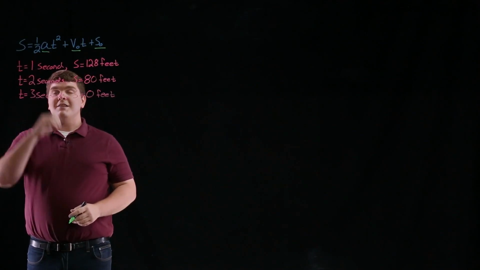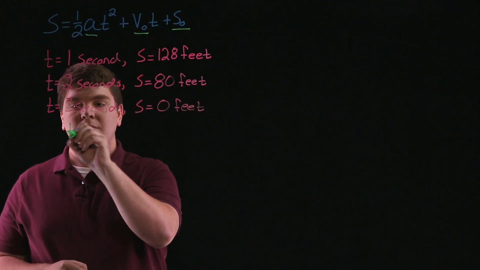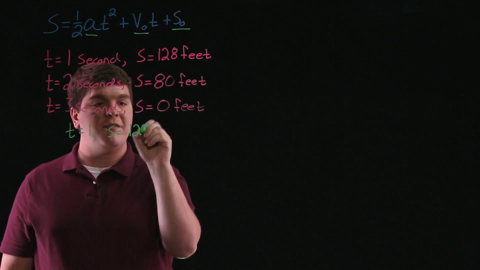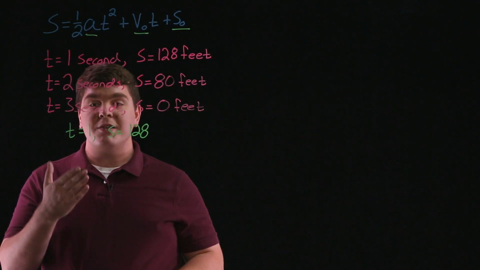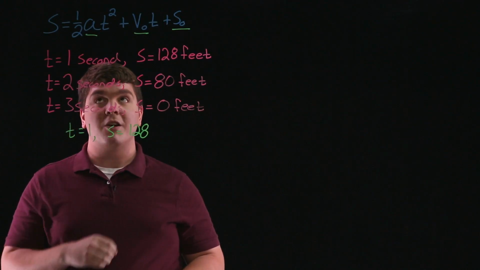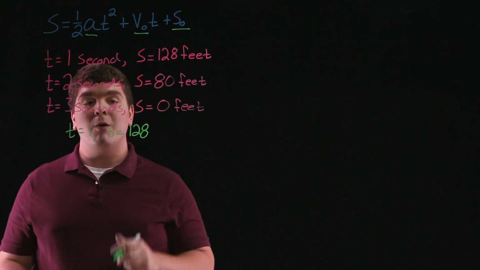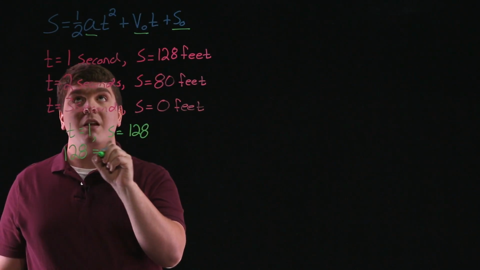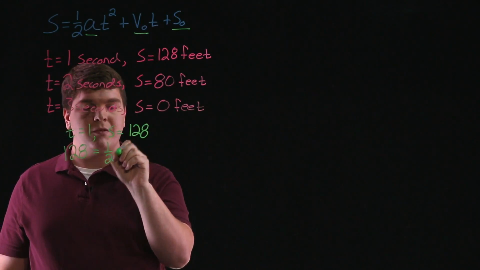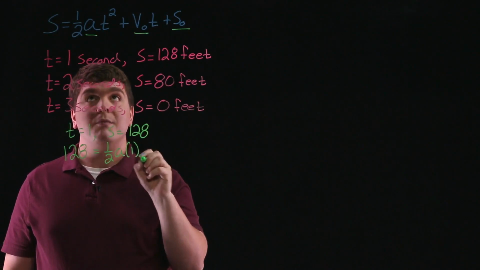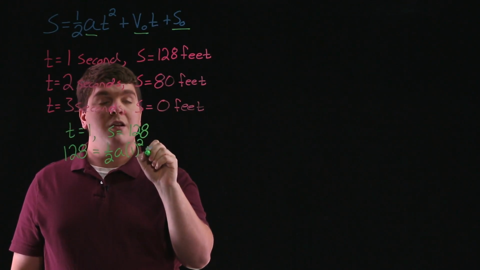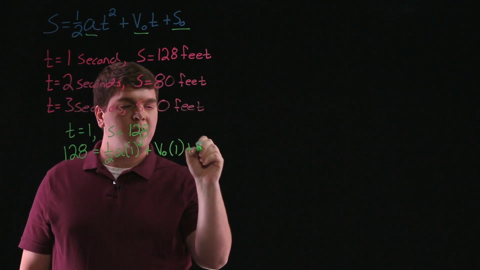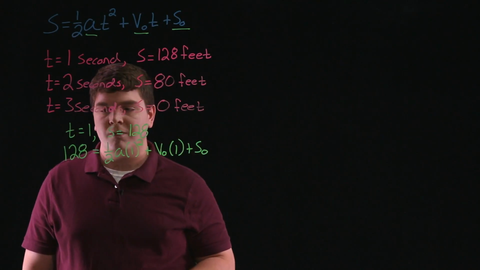So we know that when t is equal to 1, we have s is equal to 128 feet. So we can substitute 1 in for t and 128 in for s, and what we obtain is the equation 128 equals 1/2 times a times 1 squared plus v naught times 1 plus s naught.